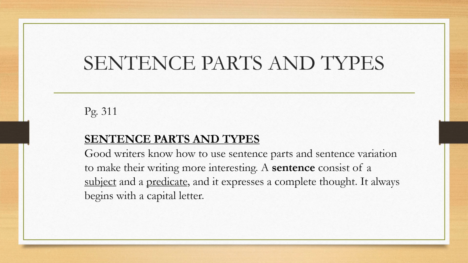Writers know how to use sentence parts and sentence variation to make their writing more interesting. A sentence consists of a subject and a predicate, expresses a complete thought, always begins with a capital letter. Please underline, circle, double highlight: always begins with a capital letter.